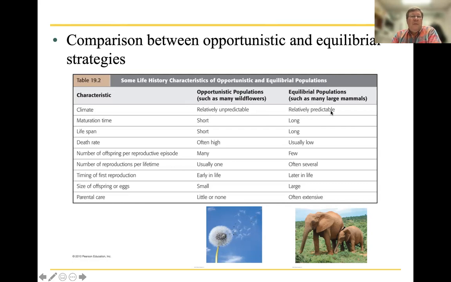So that would be something from this column here. The maturation time in these frogs is relatively short. The lifespan is relatively short. The death rate can be high. The number of offspring, that depends. Some frogs, especially toads, produce many offspring, and others only lay a few eggs. Number of reproductive periods, several. And then timing of first reproduction is relatively early in life. So you can see it's from here to there to back to here to back to there. So there's a mix when you're looking at these frogs.